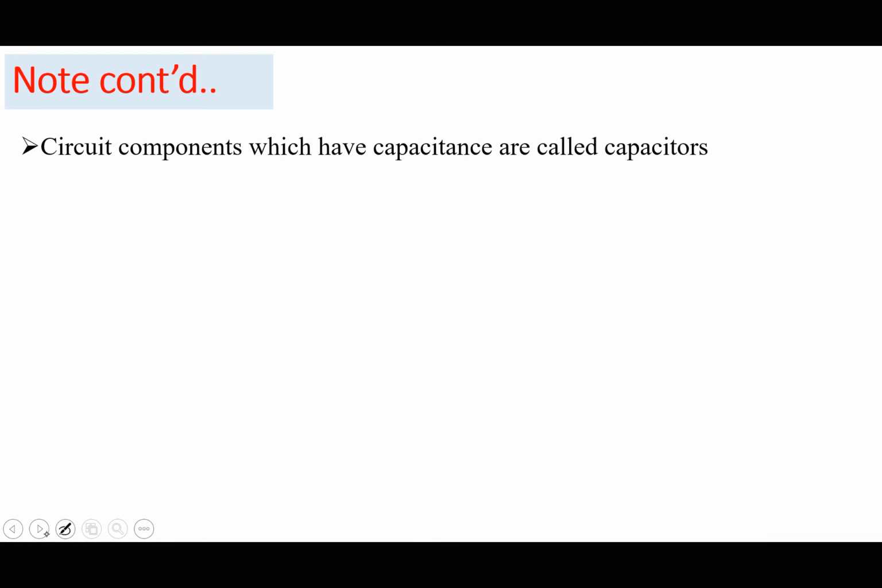circuit components which have capacitance, we shall call them capacitors. I've been talking about capacitors, and I said you would see capacitors in your laboratory. Every science laboratory should have capacitors. And of course, you have seen the pictures on the first slide. So those components which have capacitance, we shall always be calling them capacitors.